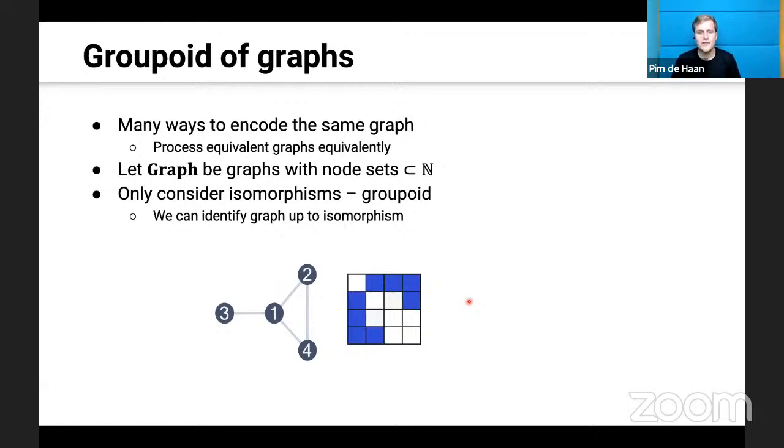So imagine we have this graph. It has 4 nodes, and it has edges as encoded here. We can also think of this as an adjacency matrix, where we get a 1 when there's an edge present and a 0 otherwise. So this encodes a graph, and this is an object in our category.